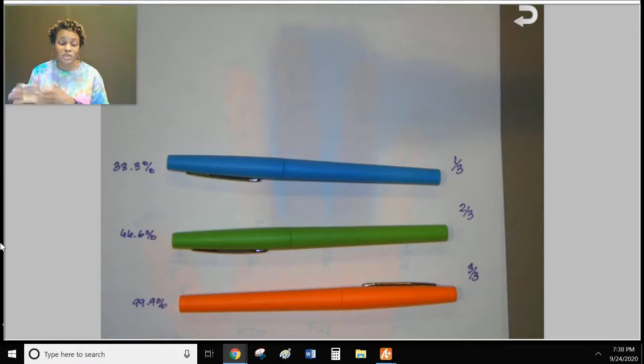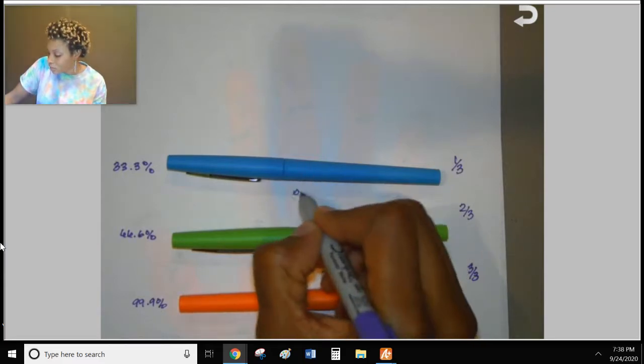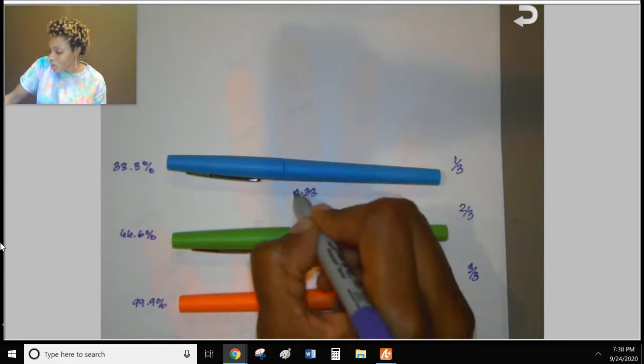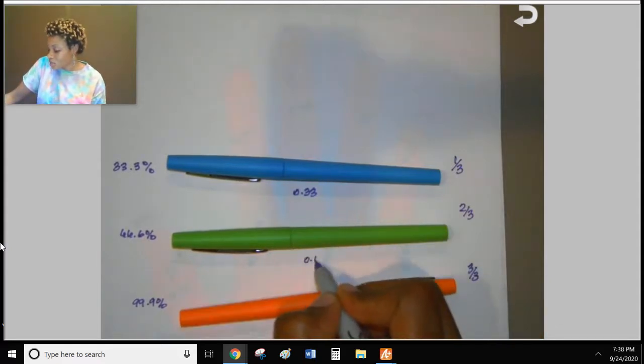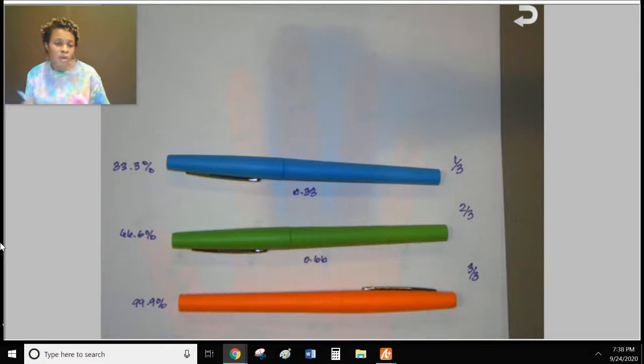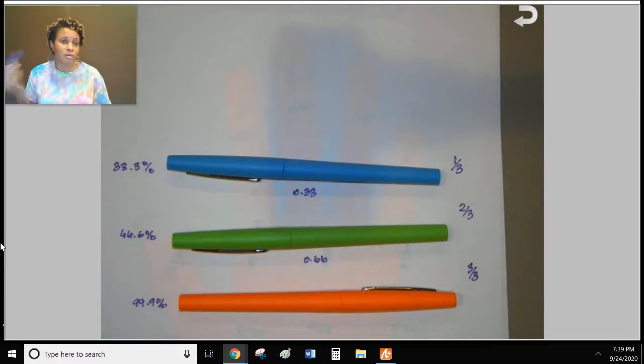Remember, to change a percent to a decimal, you move your decimal 2 places to the left. So 33.3% would be the same as 33 hundredths, and 66.6% would be the same as 66 hundredths. We typically don't do 3/3 or 99.9% because we know that's one whole. But benchmark fractions, 1/3 and 2/3, 33 and 66. So once you know 1/3, double it and you have 2/3. Isn't that easy?